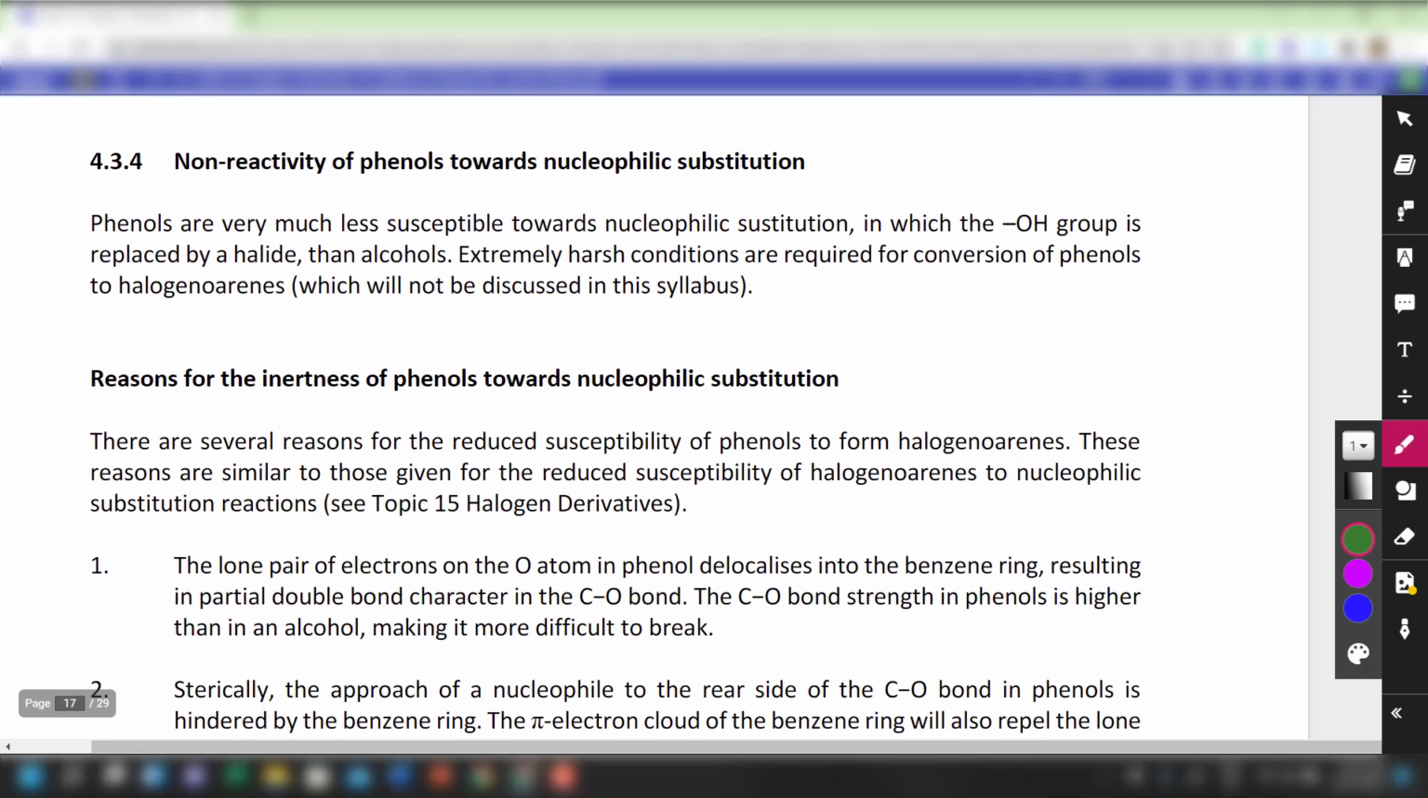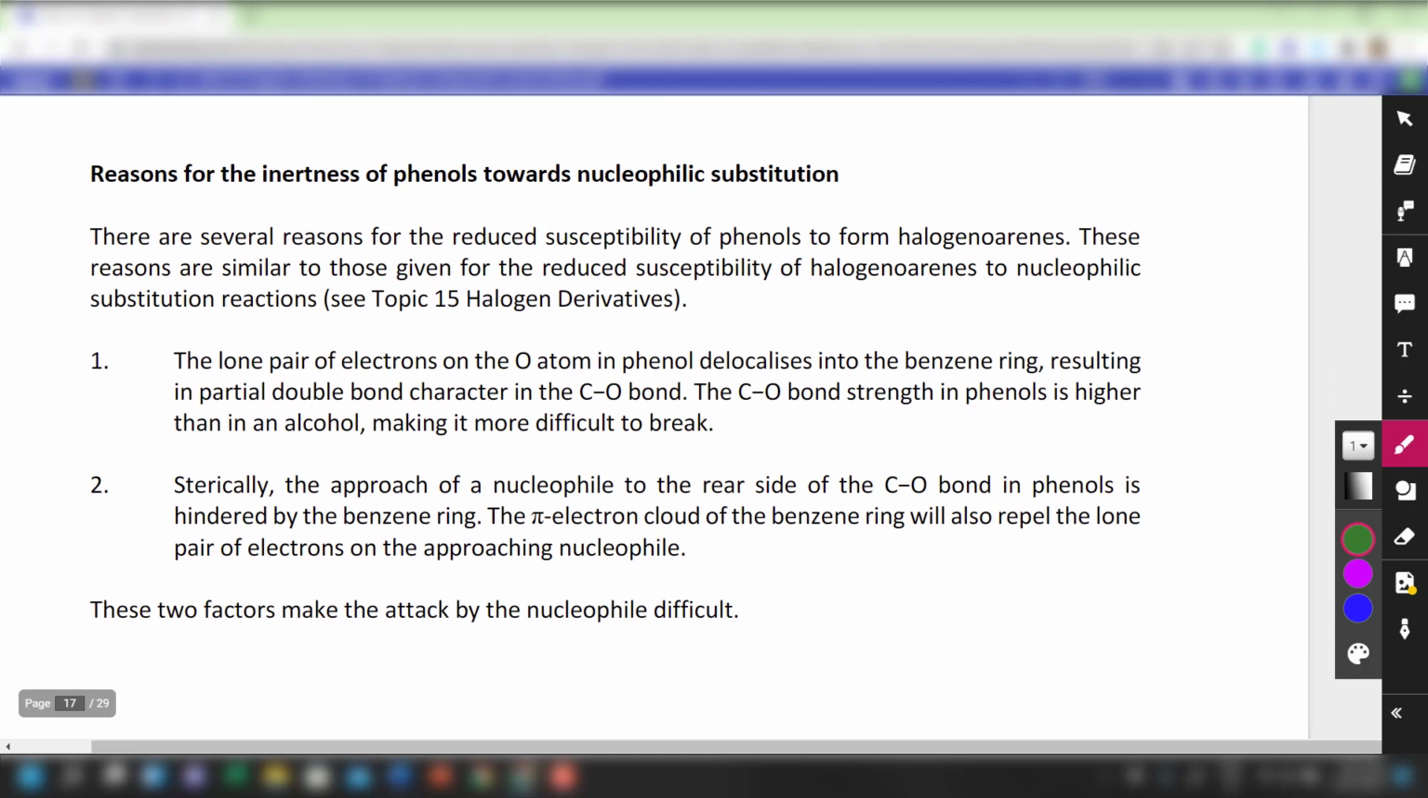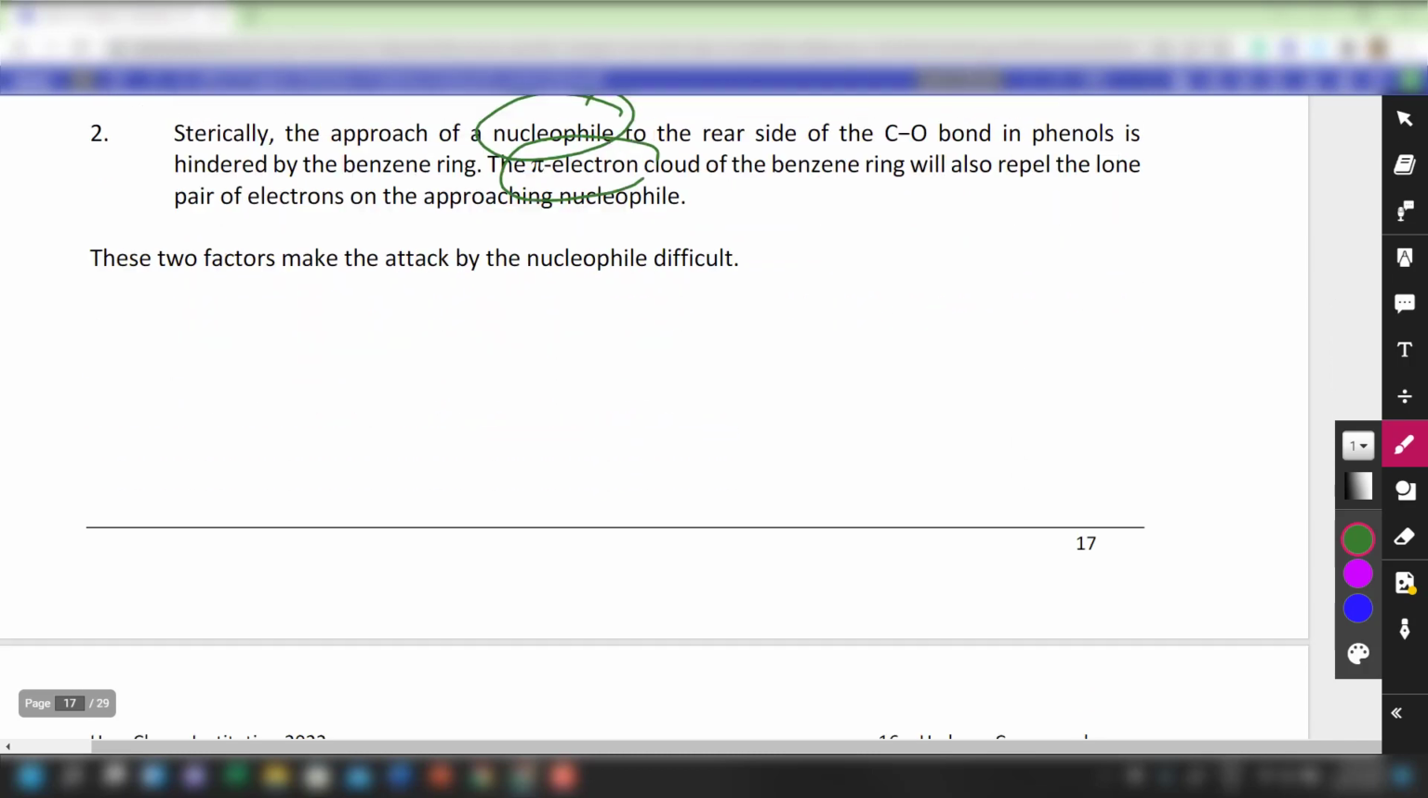Phenol is resistant towards nucleophilic substitution, again for similar reasons as halogenoarenes. Because the lone pairs of electrons of oxygen are partially delocalized in the benzene ring, that strengthens the C-O bond, and at the same time, the nucleophile will be repelled away due to the pi electron cloud. Okay, so similar reasons. I don't think I want to go into details as well.